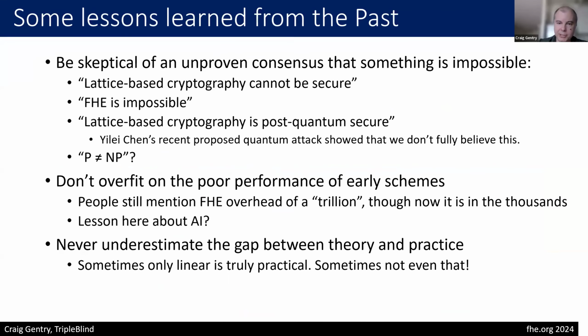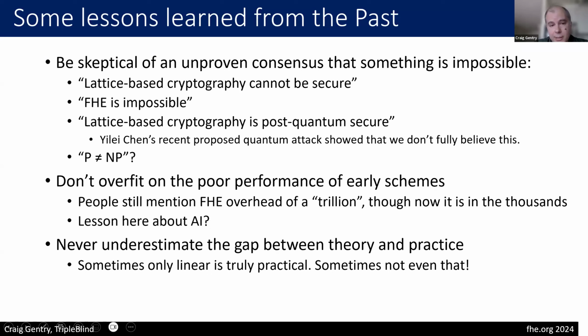So my lessons learned, I guess, from the past is that one is to be skeptical. I've always tried to be skeptical of an unproven consensus that something is impossible. One kind of consensus was that lattice-based cryptography cannot be secure, but Ajtai and Regev proved them wrong, and the results were quite surprising at the time. Another consensus was that FHE is impossible. That turned out not to be true.